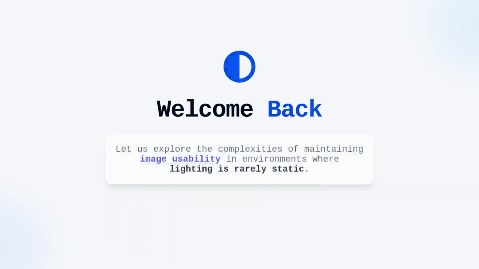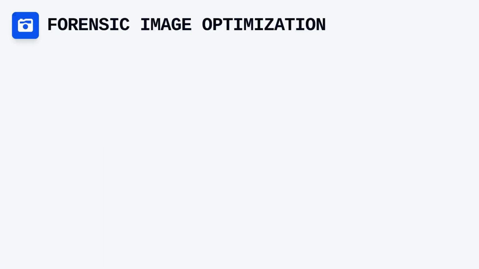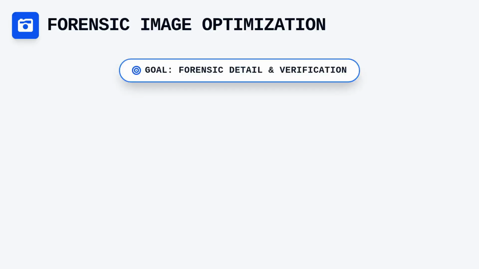Welcome back. Let us explore the complexities of maintaining image usability in environments where lighting is rarely static. In the domain of professional video surveillance, achieving a usable image is less about artistic exposure and more about the rigorous preservation of forensic detail. Sunlight shifts across the sky, interior lights cycle on and off, and artificial sources introduce high-contrast interference that can render a poorly configured camera blind.